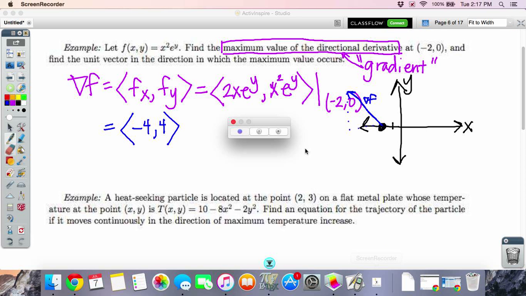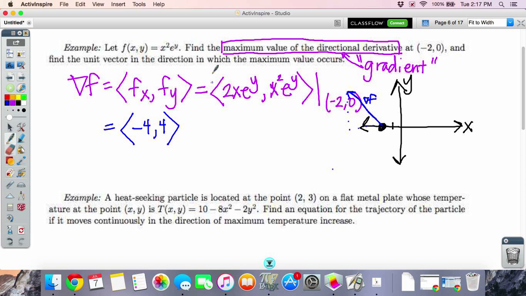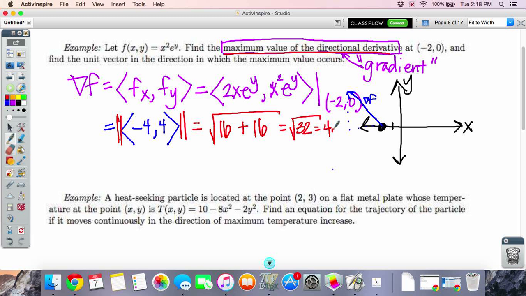But the thing is, that doesn't give us really any of the information. It doesn't answer the problem for us, because this is saying find the maximum value of the directional derivative. Well, that should just be a number. And I didn't just get a number, I just got a vector. So the maximum value of the directional derivative is just the size of that vector. So if I'm finding the size of the vector, I just square each component. So -4 squared gives me 16, and then 4 squared gives me 16. So this becomes the square root of 32, or in other words, 4 square root of 2.